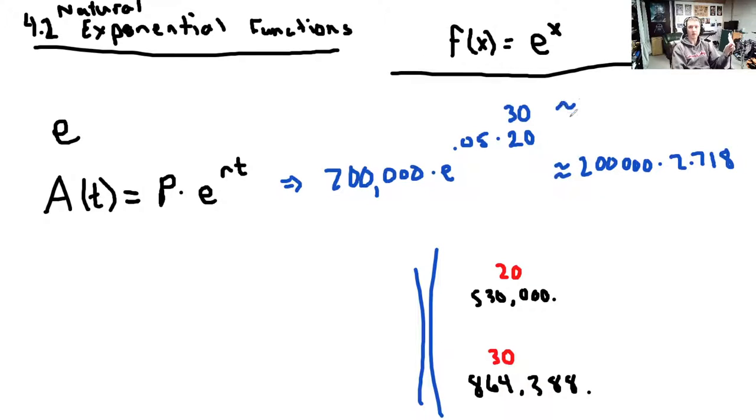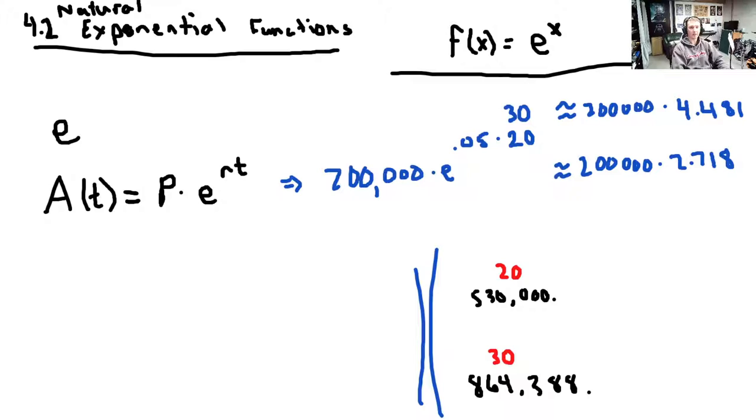For 30, let's see if I can grab this number, I get 4.48. That's 200,000 times 4.4816, so I'll round it down. So what happens when we multiply these numbers by 200,000?